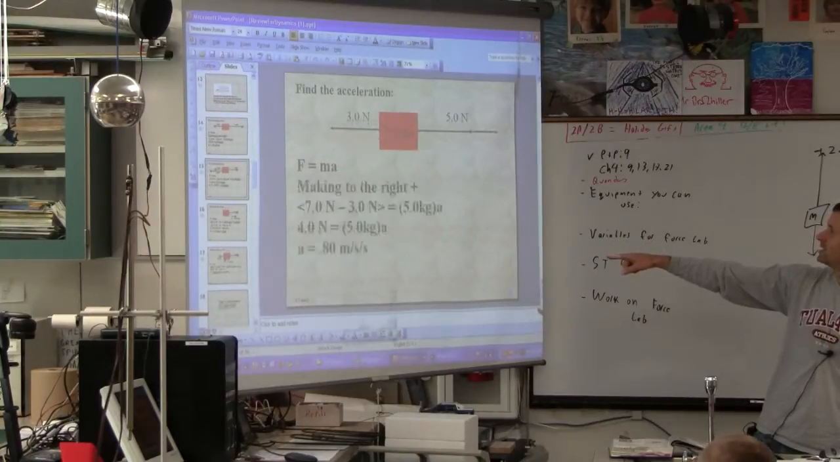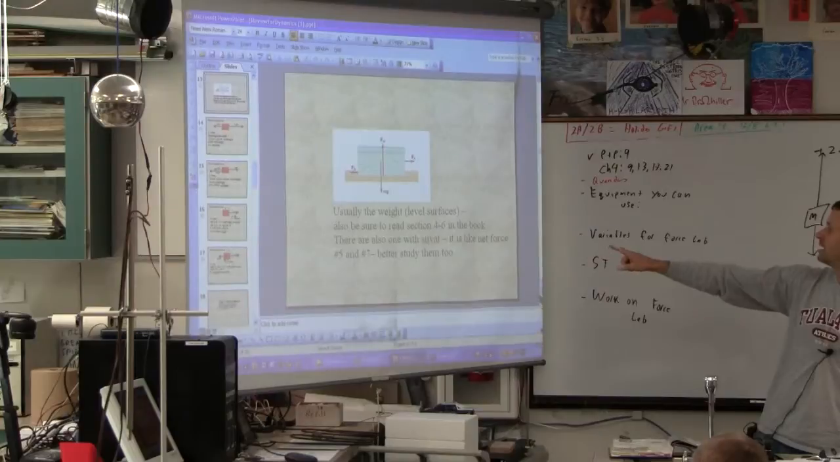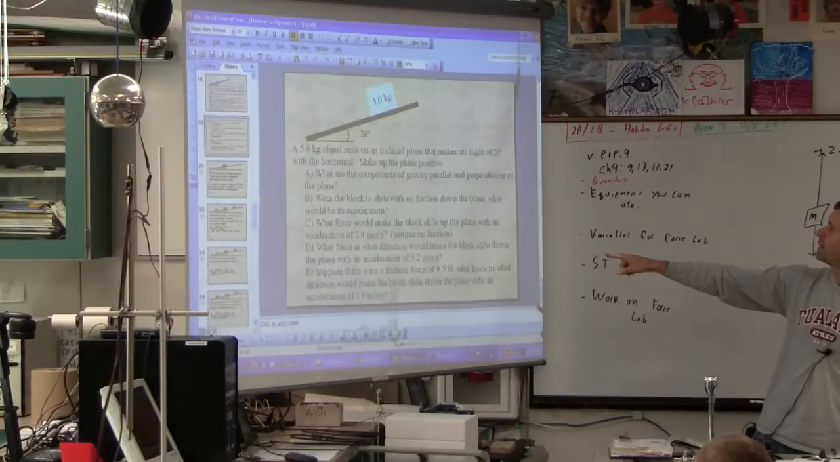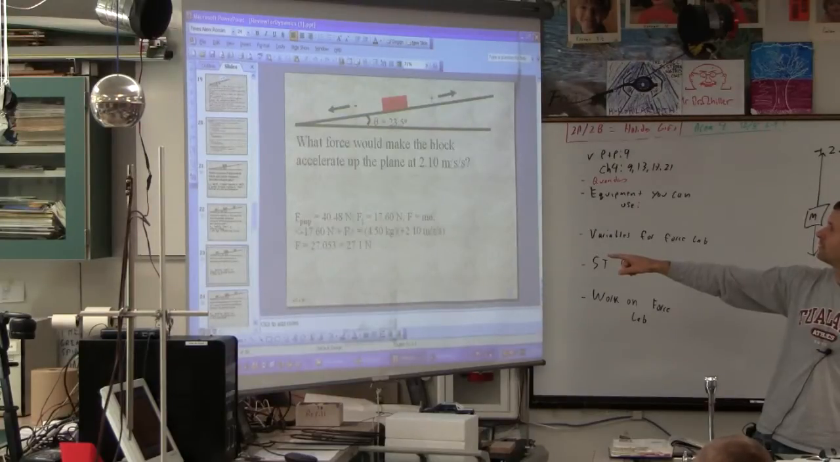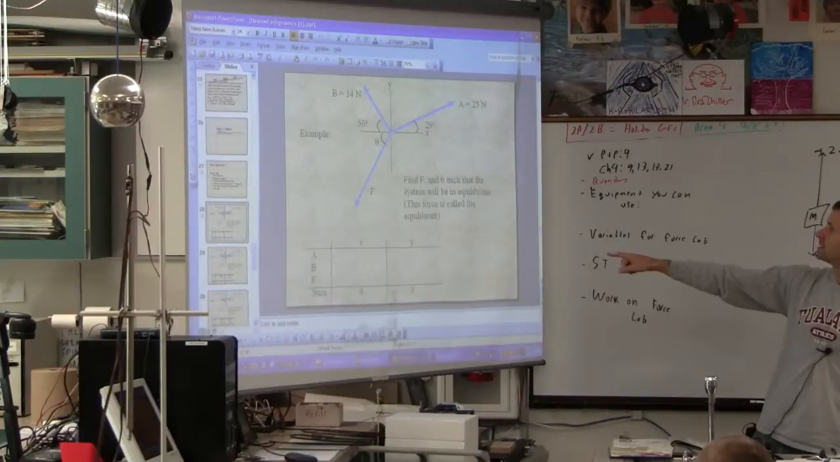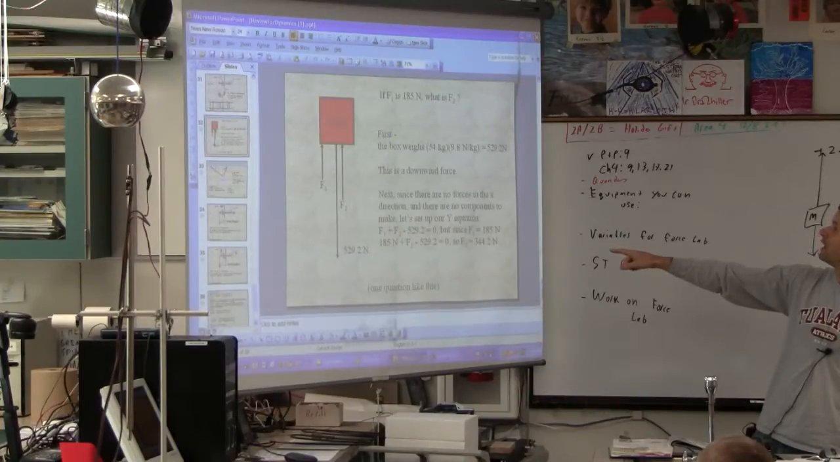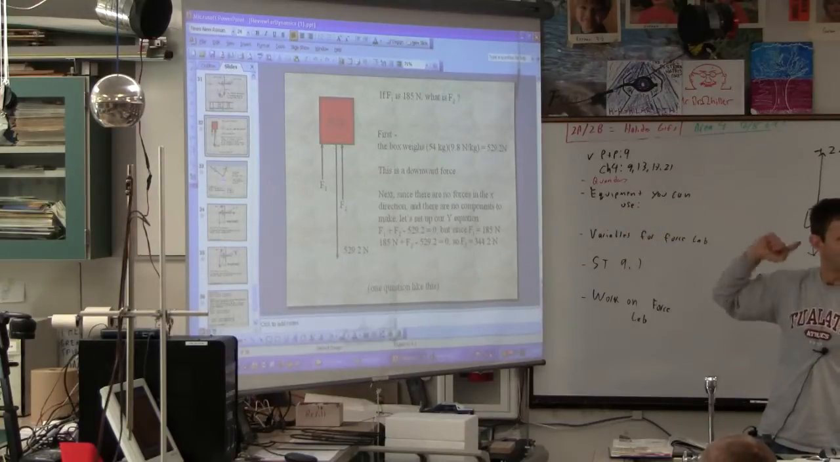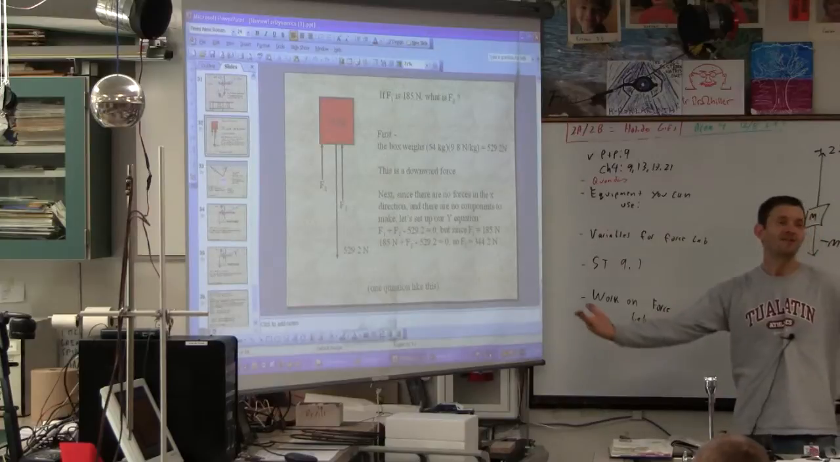Better study. Wait, what did I say? Better study, it's like net force, better study them too. There's also one with SUVAT. Okay. Inclined planes, look at that. Oh my gosh, there's an example problem. We've got questions. Statics, draw a picture. So it's like this one. It's just like the equilibrium one. Oh my gosh. I even wrote a problem. I made PowerPoint slides that didn't. Let's have just a little applause.